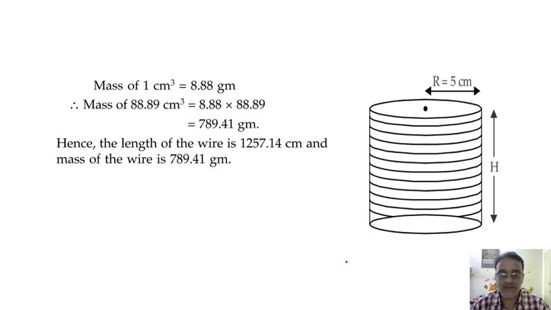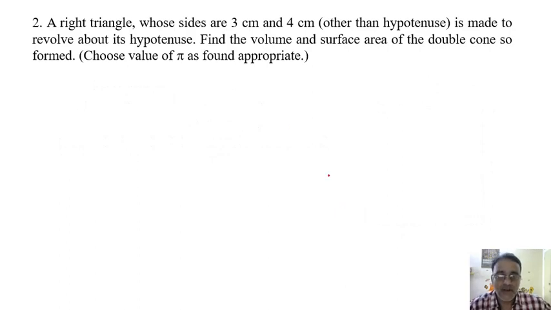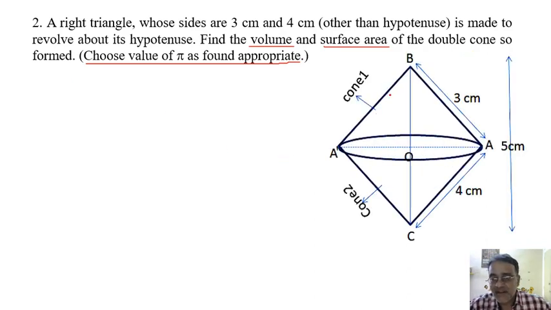We'll move towards the next question, question number 2. Here it is given: choose the value of pi as found appropriate, and we have to find the volume and surface area. Let us read the question: a right triangle whose sides are 3 cm and 4 cm, other than the hypotenuse, is made to revolve about its hypotenuse. Find the volume and the surface area of the double cone so formed.